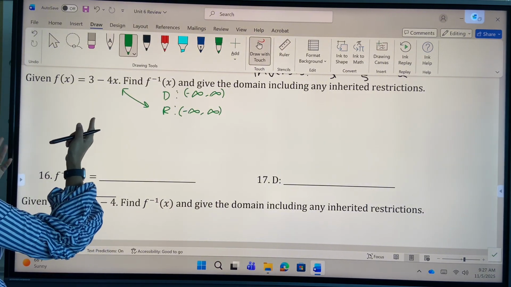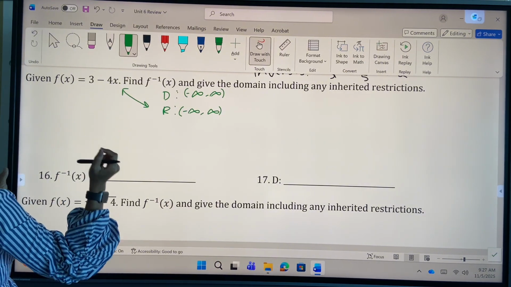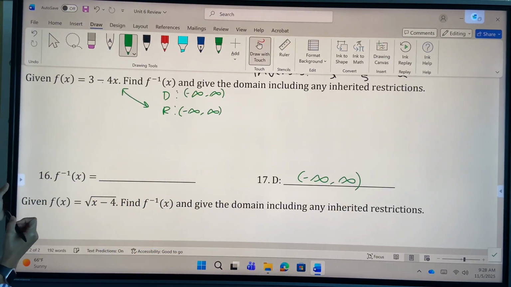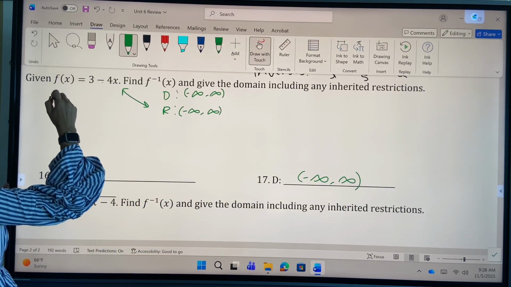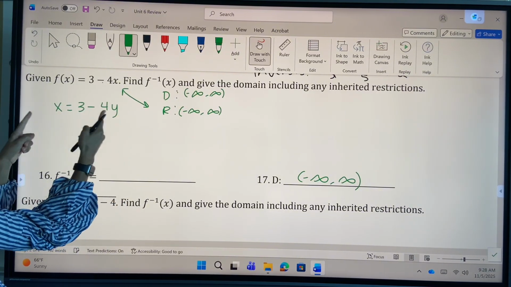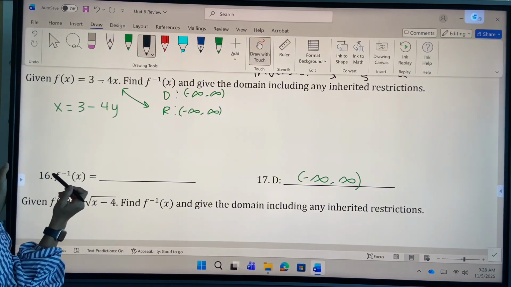Okay, so now let's find the inverse. We already know what the domain is going to be because it's just a line. But let's find the inverse. So you're going to do x equals 3 minus 4y. All I did was switch x and y. And now we're going to solve.